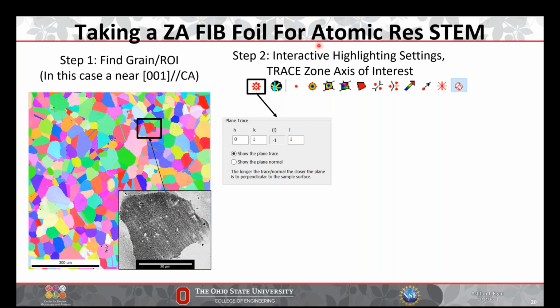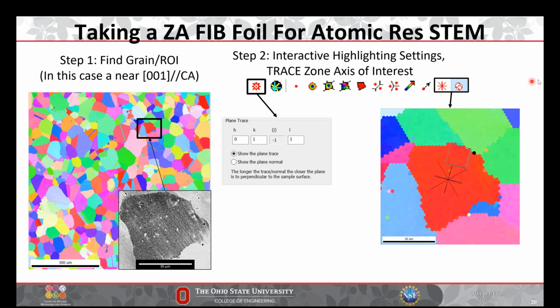Okay, so basically what I do is I go to the interactive highlighting settings, type in, show me the plane trace of 011 type planes in this grain, and then great. Then I use these two other tools that are basically an overlay of the crystal and also the planes, and I plop those on top of my grain of interest. And you could just use basically the plane traces, but for my own sanity, I also like to see the crystal on there, just to make sure, okay, I chose the right plane and this makes sense to me.